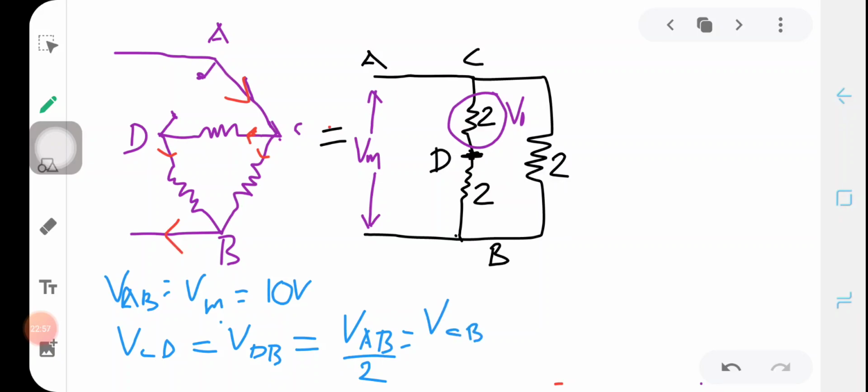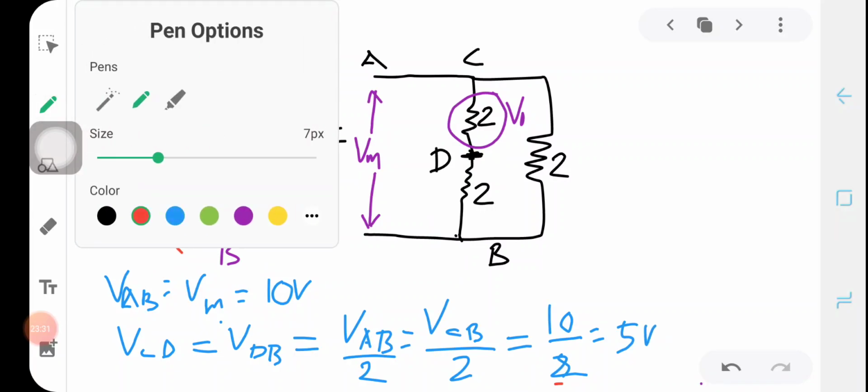A and C are at the same potential, so across A and B and across C and B, the potential difference will be the same. Half of it will appear across CD and half of it across BD. VAB is VM, that is 10 volt, divided by 2, so we will have 5 volt output. And the direction of the current here I am going to represent by the red line.